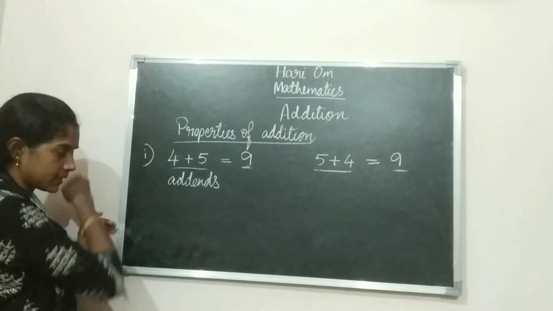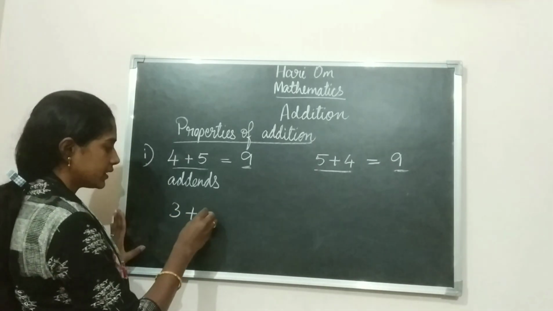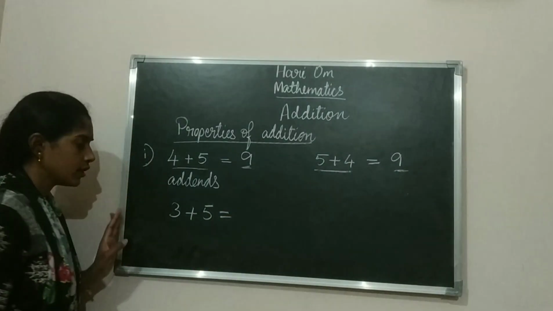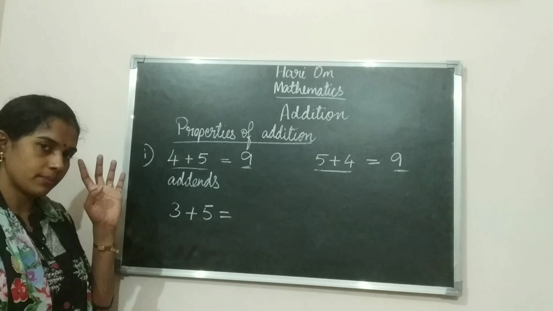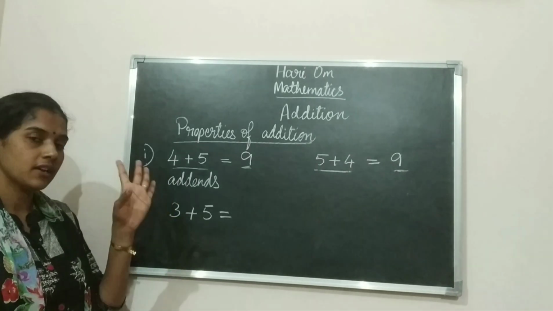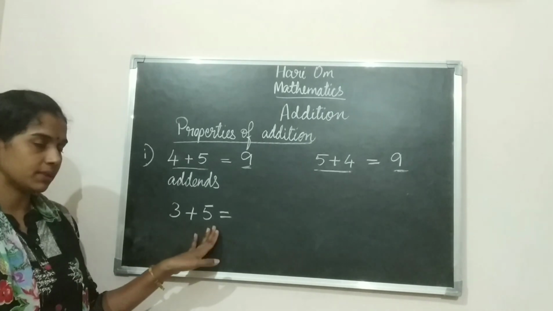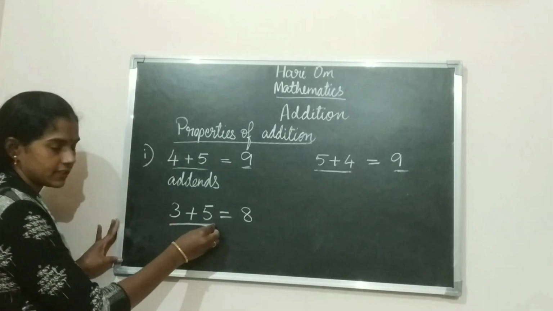Let me take another example. I'll take 3 plus 5. Okay. So let us add 3 plus 5. So what is 3 plus 5? 3 in your mind and 5 on your fingers. After 3, 4, 5, 6, 7, 8. So what is the answer? 3 plus 5 is 8. Now let us interchange these numbers.